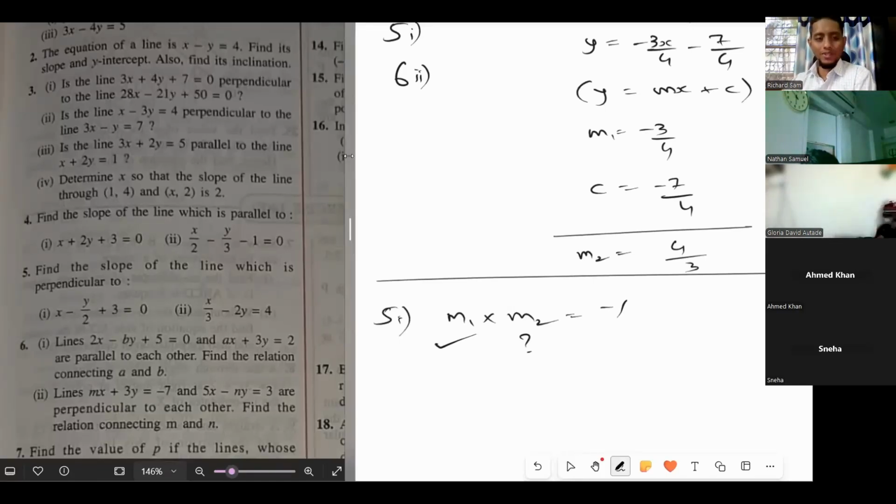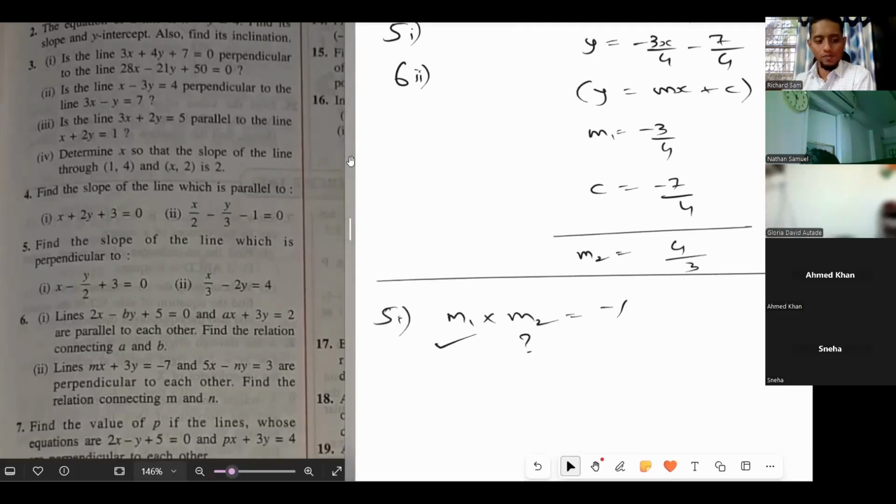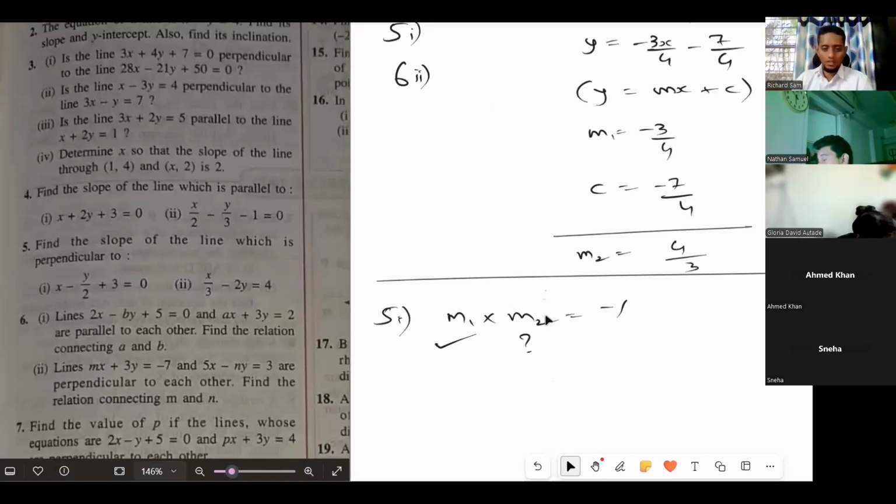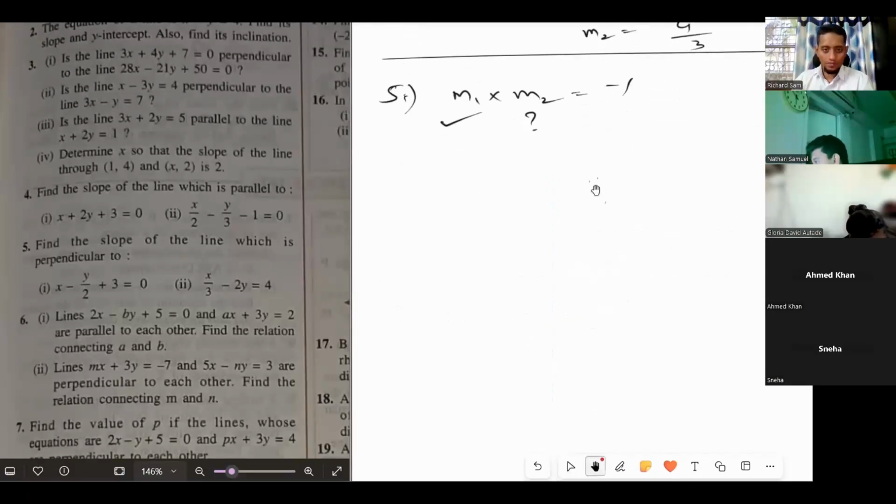Okay, 6-2. Anyone did 6-2? Let's see 6-2. Lines this one and this. Both of them have m, and m is missing, and here n is missing. So this line and this line are perpendicular to each other. Find the relation connecting m and n. Okay, how do we do this?